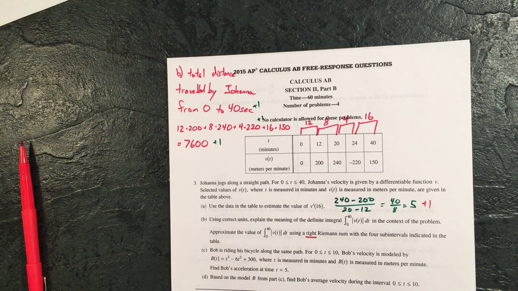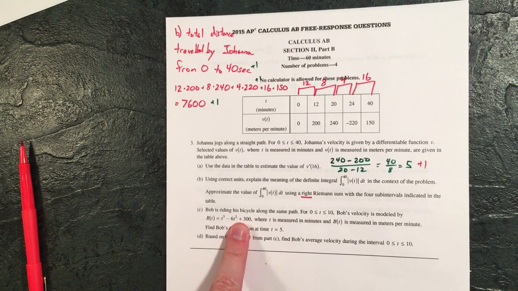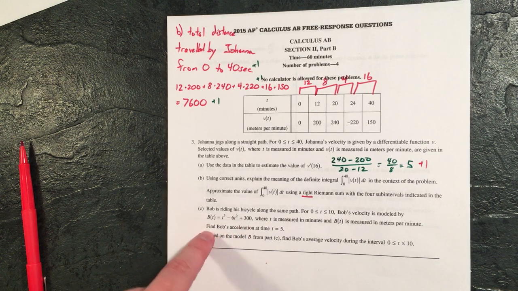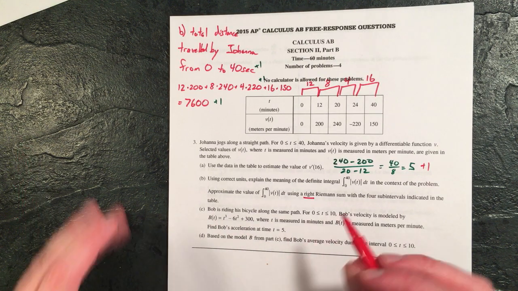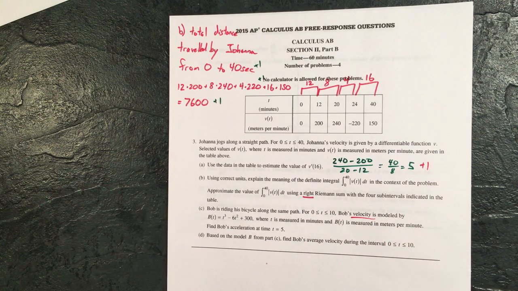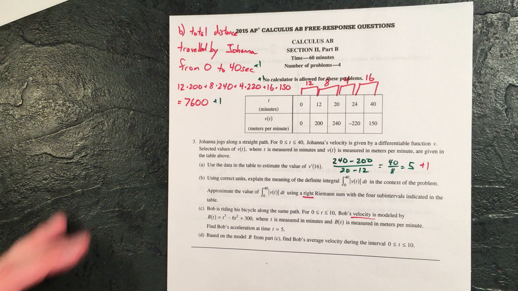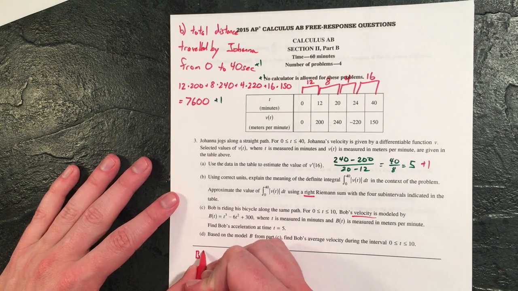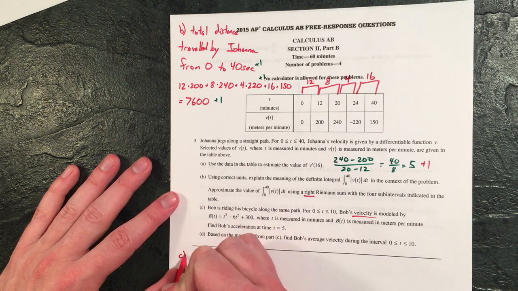Part C is completely different now. It doesn't have anything to do with the chart anymore. I'm talking about Bob riding his bicycle along the same path for 10 seconds, and they give us some equation for that. They want to find Bob's acceleration at time t equals 5. So since we have a velocity equation, we need to think, how do we get from velocity to acceleration? That would be the derivative.